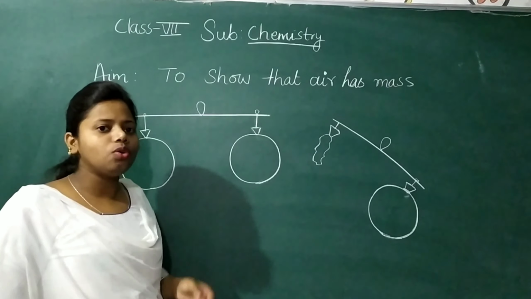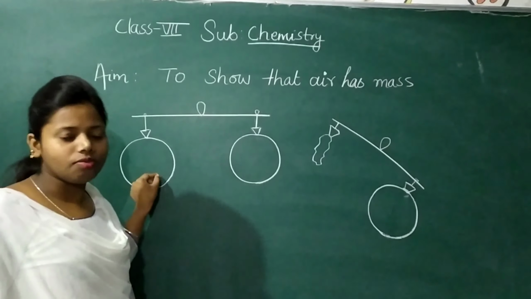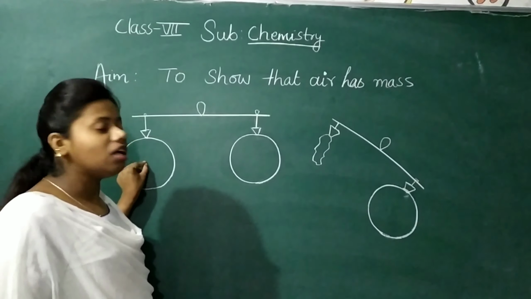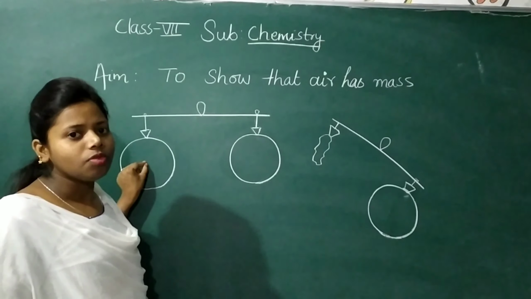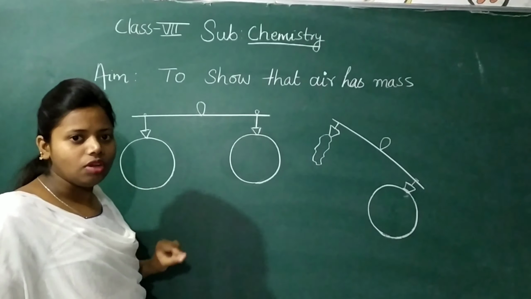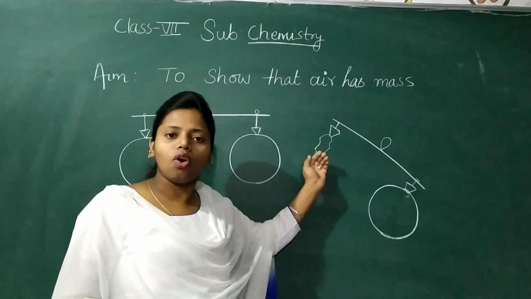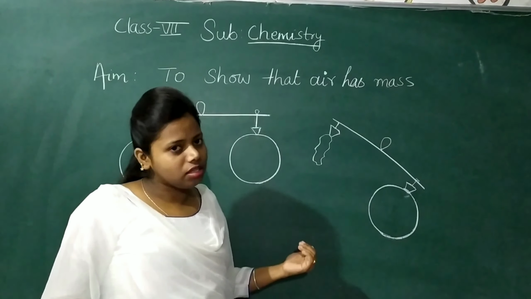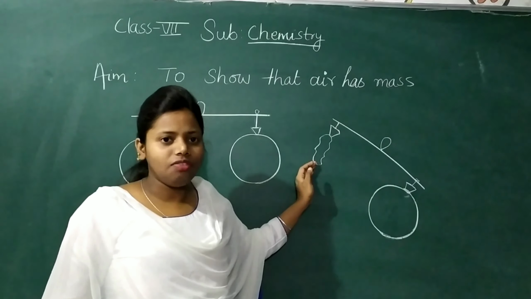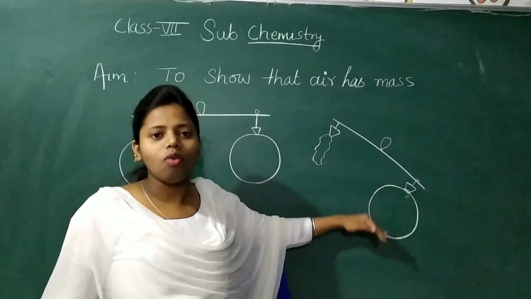Now after this, you will take a pin and bring it near one of the balloons. You will gently touch the pin on the balloon, and you will see that the air of this balloon will come out and it will get deflated. Why? Because all the air inside the balloon has come out. As soon as it gets deflated, the stick will tilt downwards on the other side.